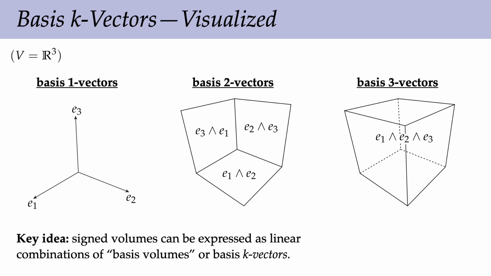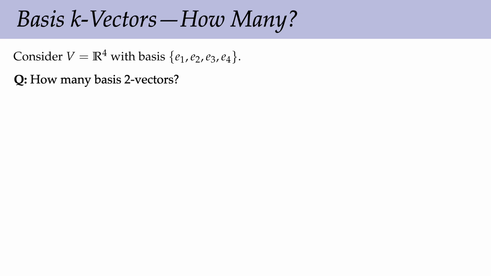Okay. We haven't really convinced ourselves yet that these are bases. Do they span the whole space of 2-vectors? What's going on here? One useful thing to think about is how many basis vectors I have for a given kind of k-form. What's my dimension? So this time let's consider a vector space V that's 4-dimensional, R4, and give it a basis E1, E2, E3, E4. So question for you to answer: how many basis 2-vectors do I have in this case, assuming that I get my basis 2-vectors by wedging together my basis 1-vectors? How many basis 2-vectors do I have?